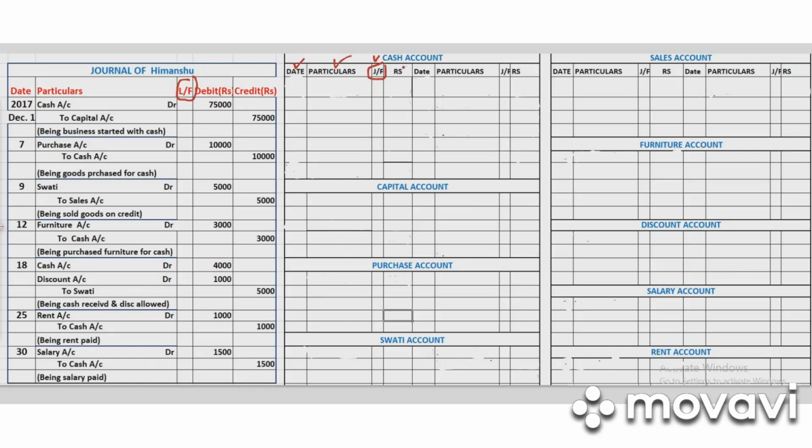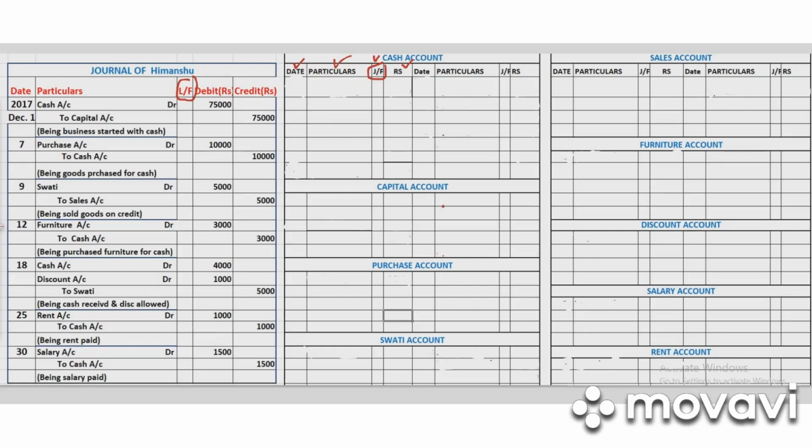Now in the debit side, the last column is for the amount column. We write the amount. The same columns are repeated on the right hand side. Left hand side it is the debit side, right hand side it is the credit side. Debit, credit. So these accounts will have two sides, debit side and credit side, and in each side there will be basically 1, 2, 3, 4 columns. So total 8 columns will be there: date column, particulars column, journal folio, amounts column.